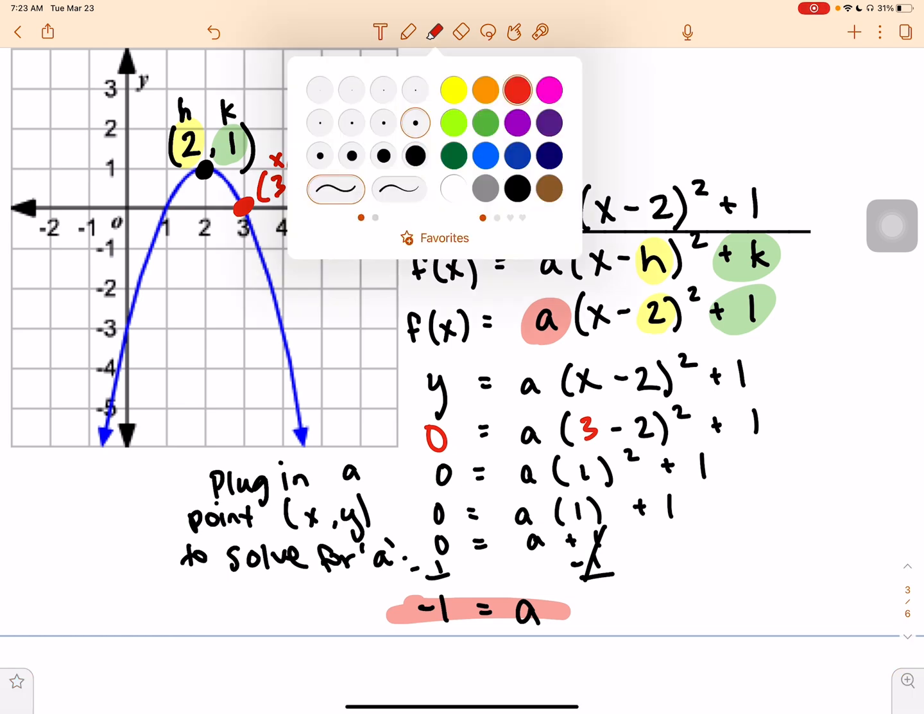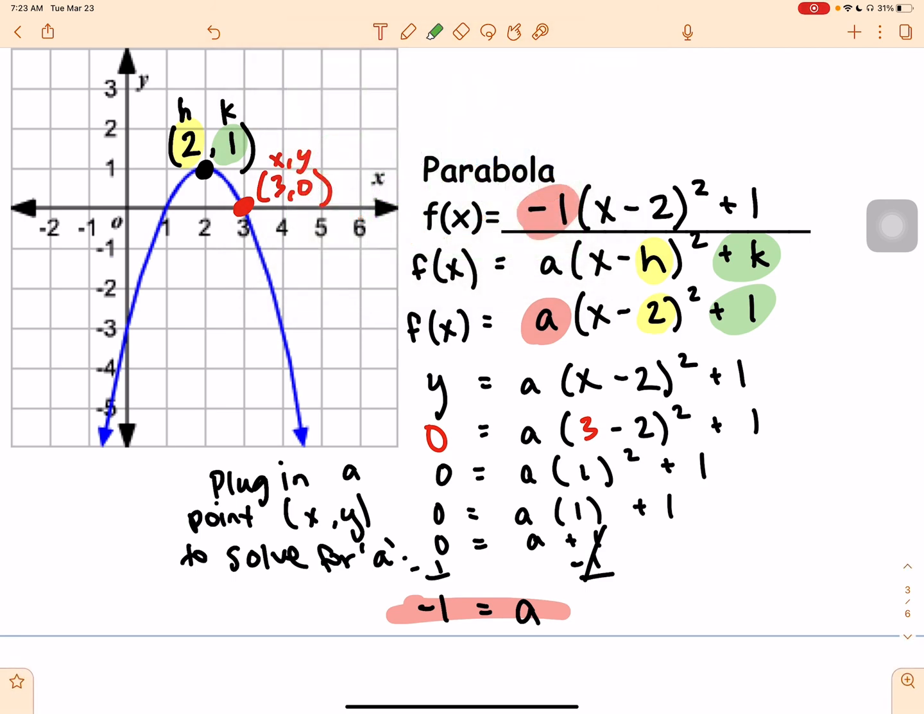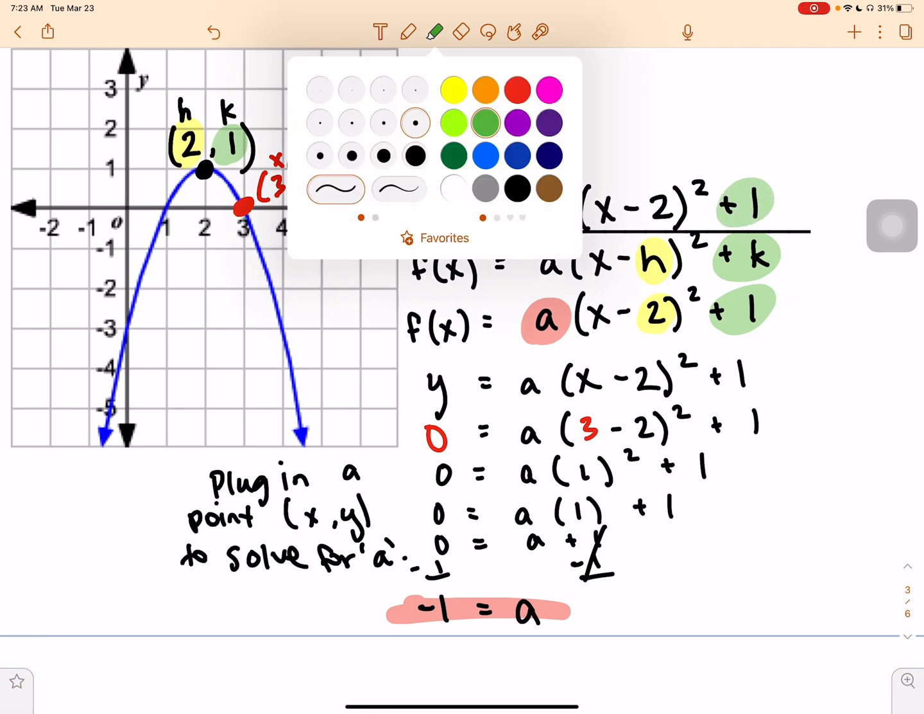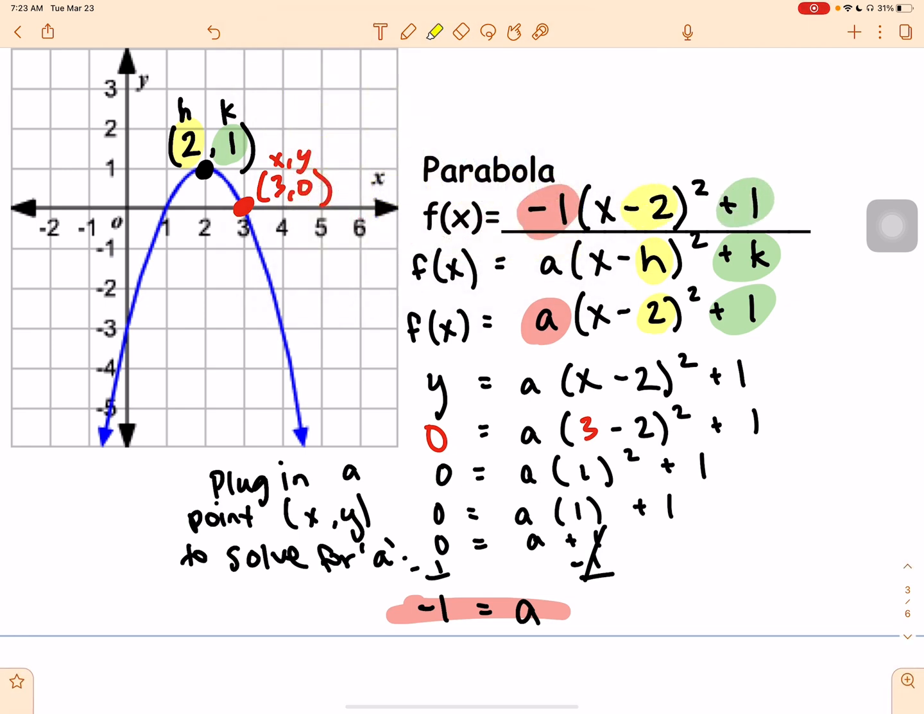Okay, and it's not skinnier or wider than the parent graph parabola. And this was our k, and this was our h. So that's another thing: you can always solve for a by just plugging in a point after you know the vertex and you have the vertex in the formula.